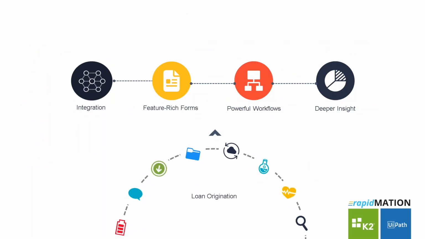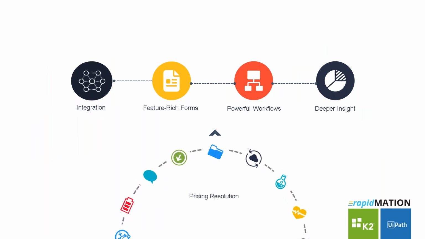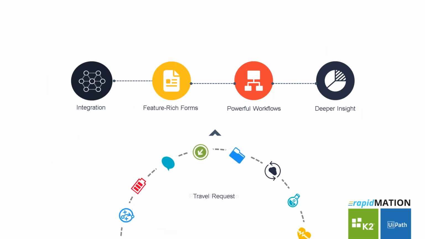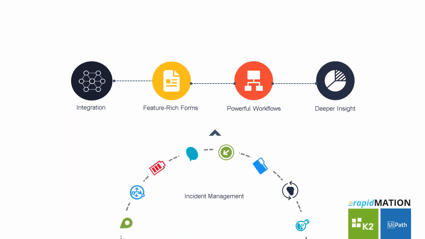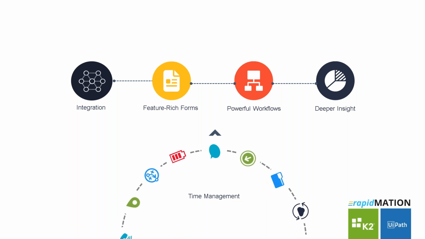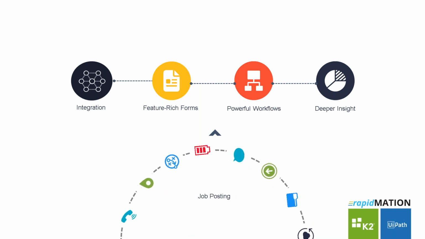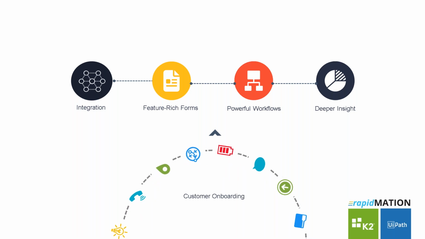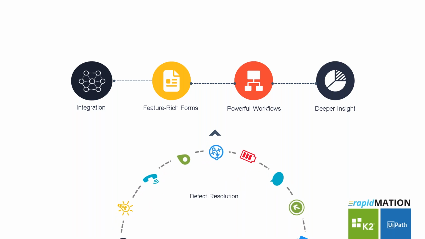So K2 allows you to combine integration, forms, workflow, and insight to solve a range of business problems. Some examples of this could be employee onboarding or offboarding, leave requests, purchase order approval, invoicing, capital expenditure, and many, many more.